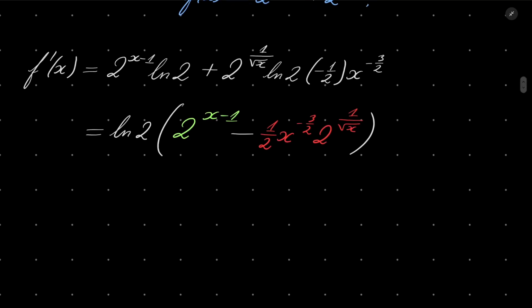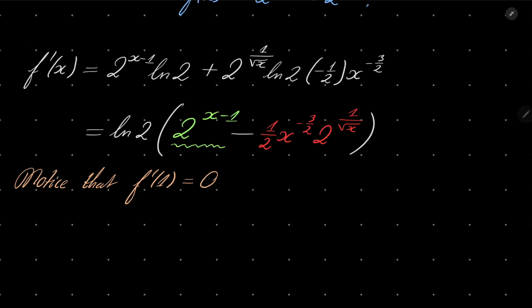First, maybe notice that if I plug in x to be 1, notice that f prime of 1, if I plug in 1, I have 2 to the power of 0 minus 1/2 times 1 times 2 to the power of 1. So it's 0. Moreover, notice that this function written in green, it's strictly increasing. But the part written in red, it's decreasing.